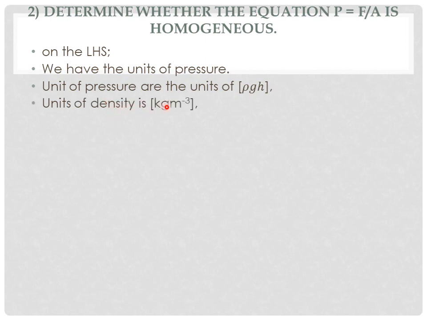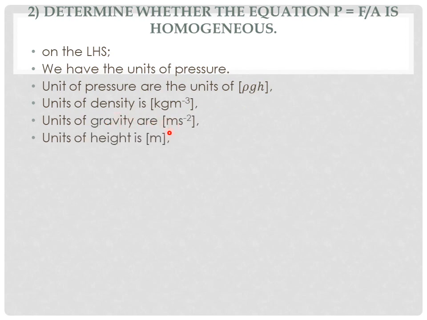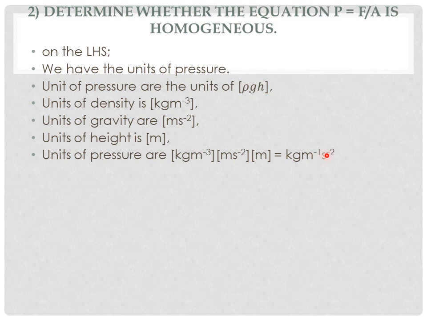Unit of density, here we go. Unit of gravity, here we go. Unit of height, here we go. Unit of density is kilogram per meter cubed. Unit of gravity, meter per second square. Unit of height is meter. So if we multiply that together, we will have kilogram meter to the power minus 1, second to the power minus 2.